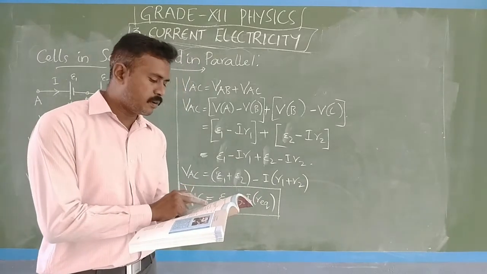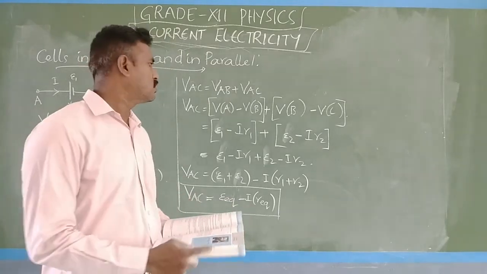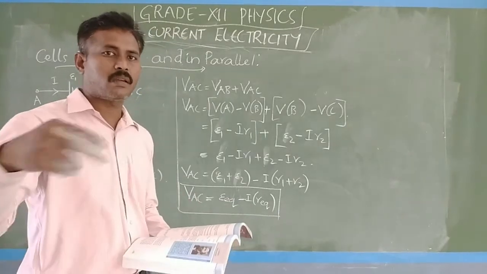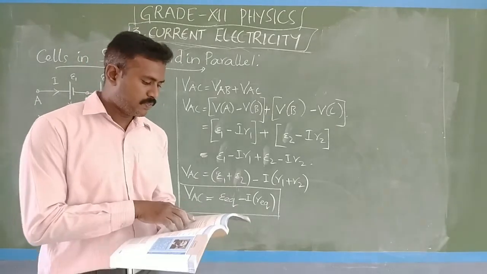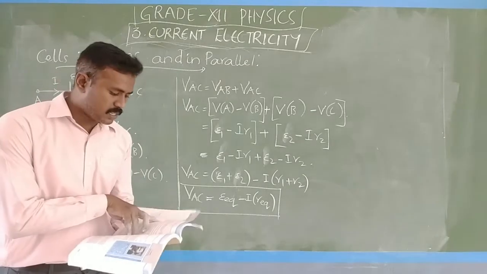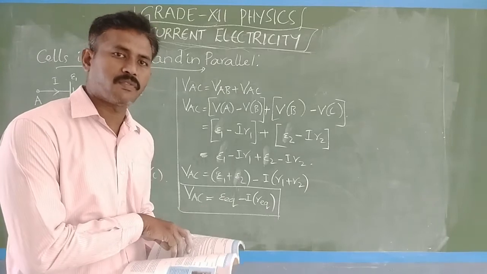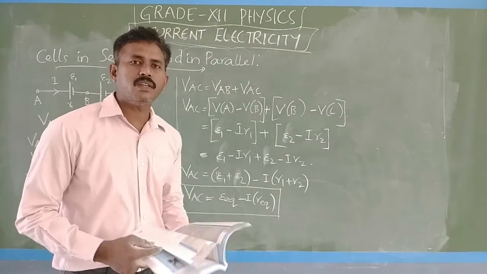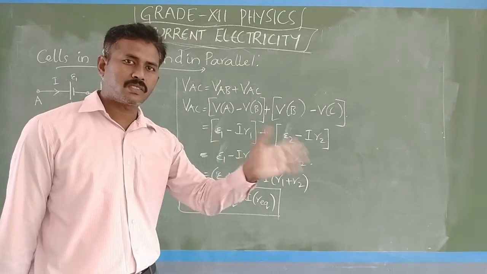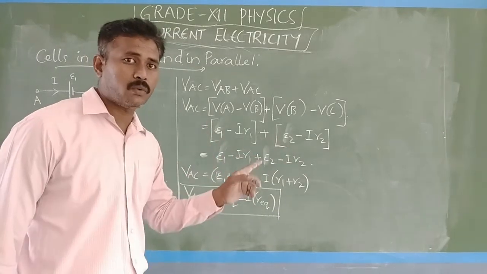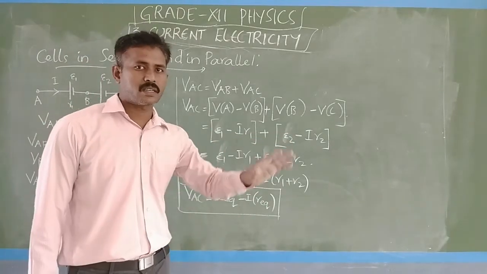The equivalent EMF of series combination of n cells, this is just for 2 cells. If we have n number of cells, 3, 4, 5, 6, the equivalent EMF of series combination of n cells is just the sum of their individual EMF. So individually you can add. If we have 5 cells, provided the negative is connected to the positive of the next cell. Okay, that is the constraint.